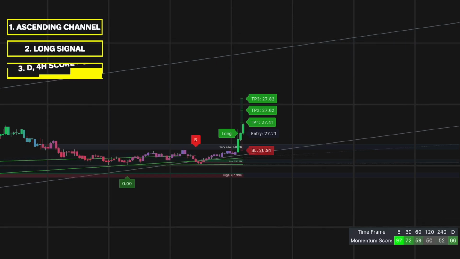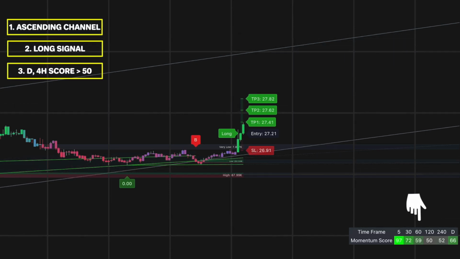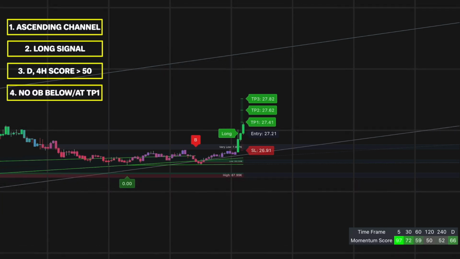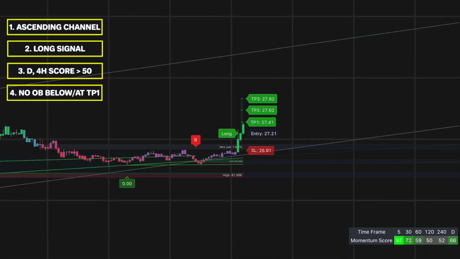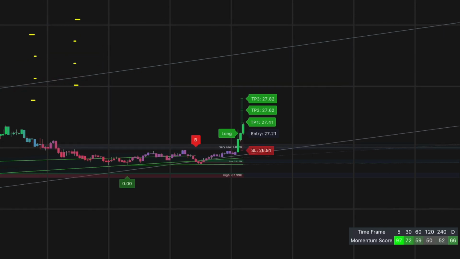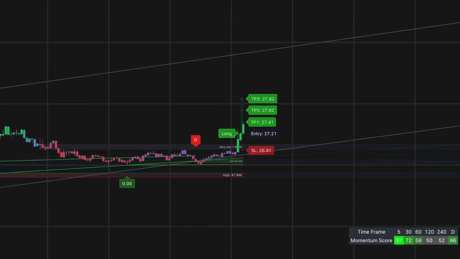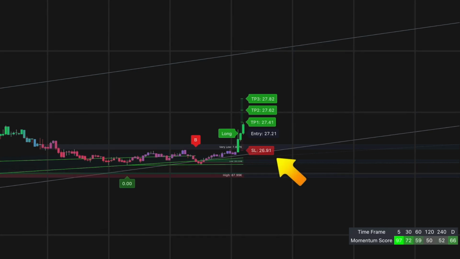Third, market momentum in higher time frames like daily, 4-hour is above 50. Fourth, there is no bearish order block below or at the first profit target. You can also add a rule to buy only near the lower trend channel band, but this is optional. Set the stop loss at the recommended price.